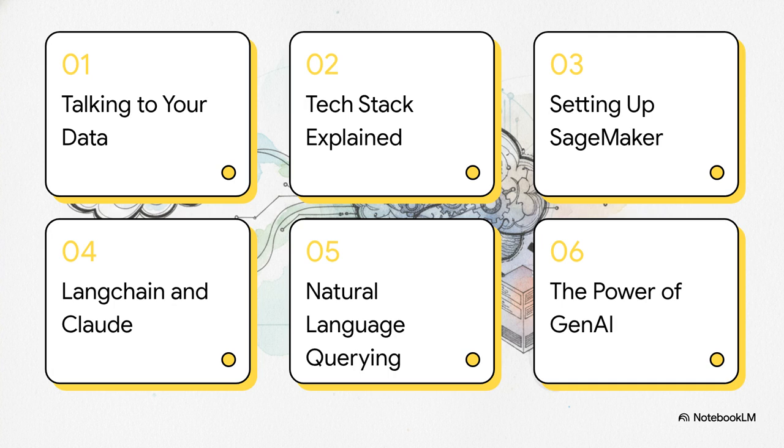Here's our architectural path for today. First up, talking to your data, followed by the tech stack explained, setting up SageMaker Studio, enter LangChain and Claude, querying with natural language, and finally, the power of GenAI. Think of this as a bit of a technical hero's journey. We'll start with a massive pain point, getting data out of databases, travel through the tech stack, set up our environment, introduce our AI translators, and arrive at a pretty magical conversational data solution.